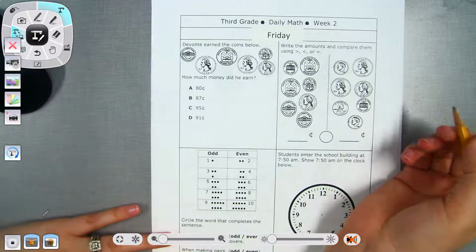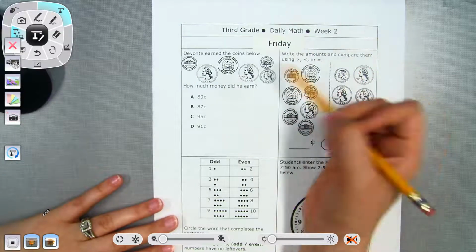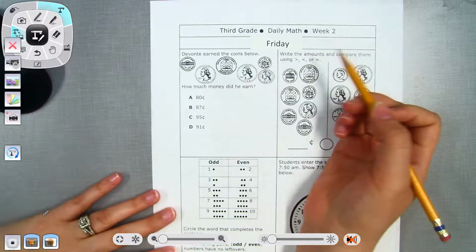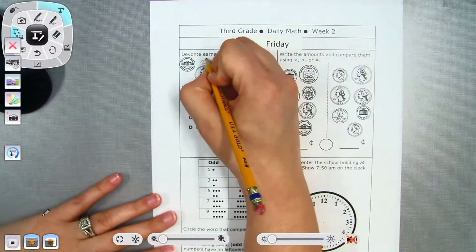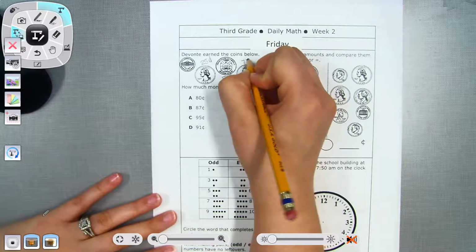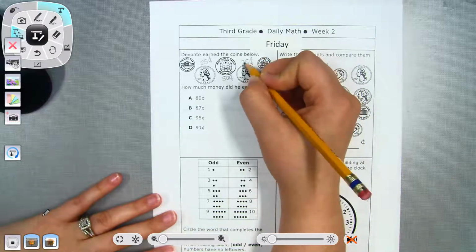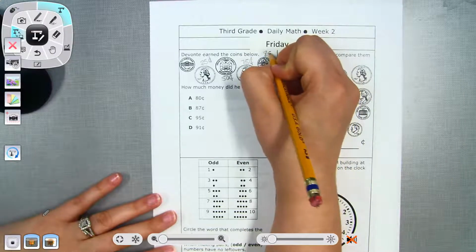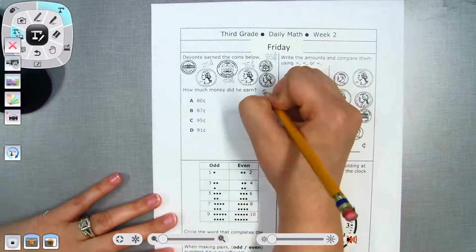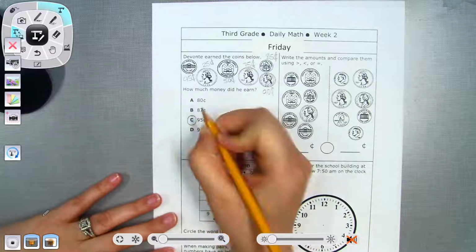Okay, let's look at Fridays. And we're working on money, even and odd, and time. So how much money did he earn? So remember, when I count money, I start with my biggest values. And so these are quarters, and we know quarters are worth 25. So I'm going to say 25, 50, and 75. Okay, and then I'm going to go to the next biggest value, which is a dime, and that's 10. So I'm going to say 75 plus 10 is 85. And then I have nickels, so I'm going to start counting by 5s. 85, 90, 95. So I have 95 cents.